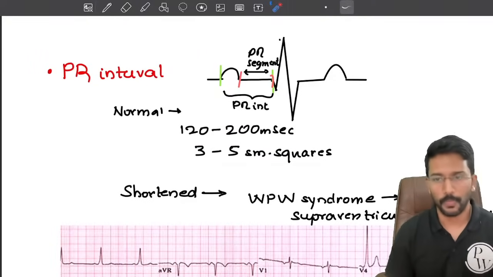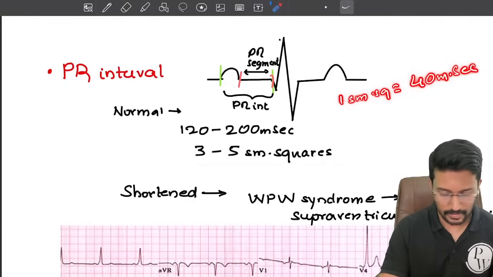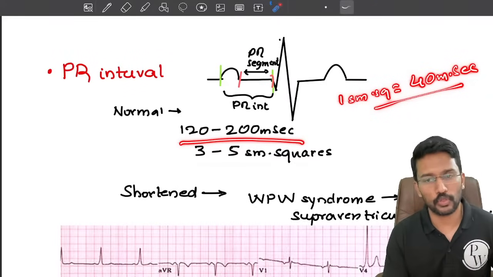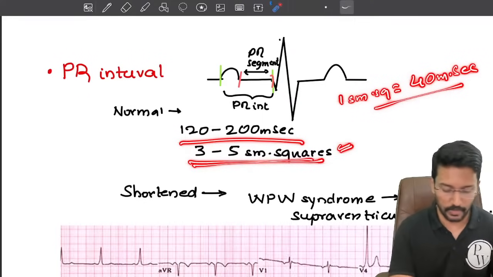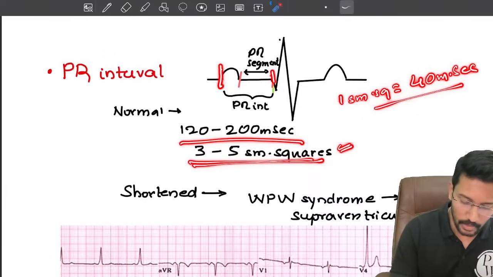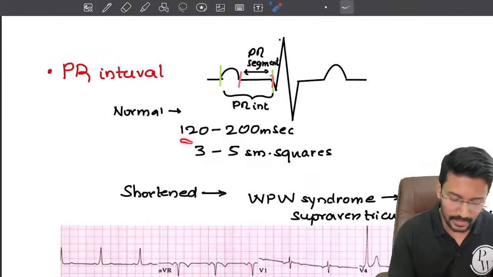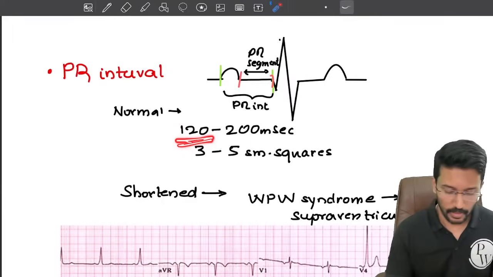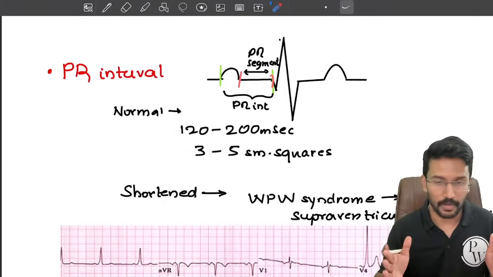I have already told you one small square is equal to 40 milliseconds. So in that case, 120 to 200 millisecond means you are supposed to have 3 to 5 small squares. When there are 3 to 5 small squares between the beginning of P waves and the beginning of the QRS complexes, then it is normal. But if it is less than 3 small squares, it is abnormal. You can say short PR interval, and when more than 5 small squares, again it is abnormal. We can say wide PR interval.